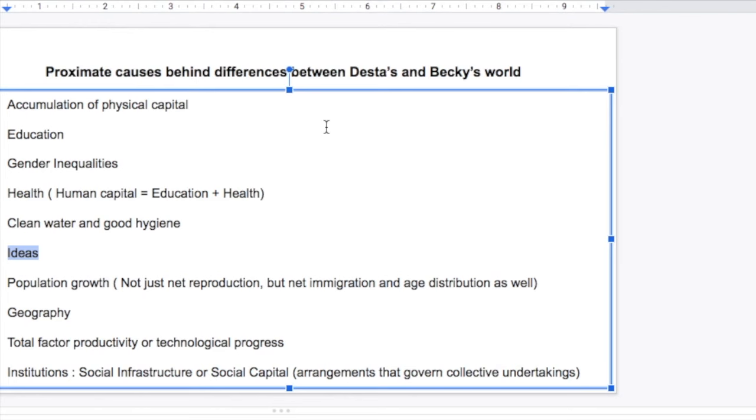Population growth, we have already talked enough about population growth. And population growth is actually not just because of net reproduction.